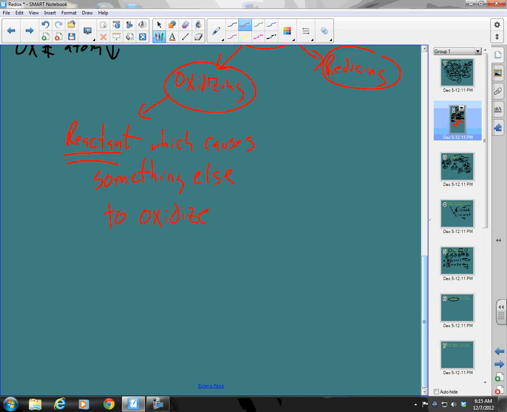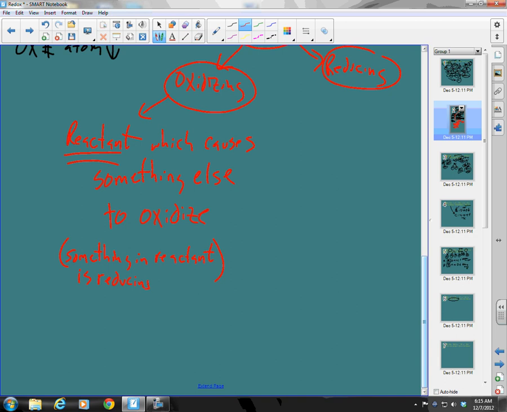Well, if it's causing something else to oxidize, that means it's making something else do what? Lose electrons. How's it going to do that? Well, something in the reactant, meaning one of the atoms in the reactant, is gaining electrons, meaning it is reducing. So something in that reactant is reducing, and that means it's forcing the other reactant to oxidize.